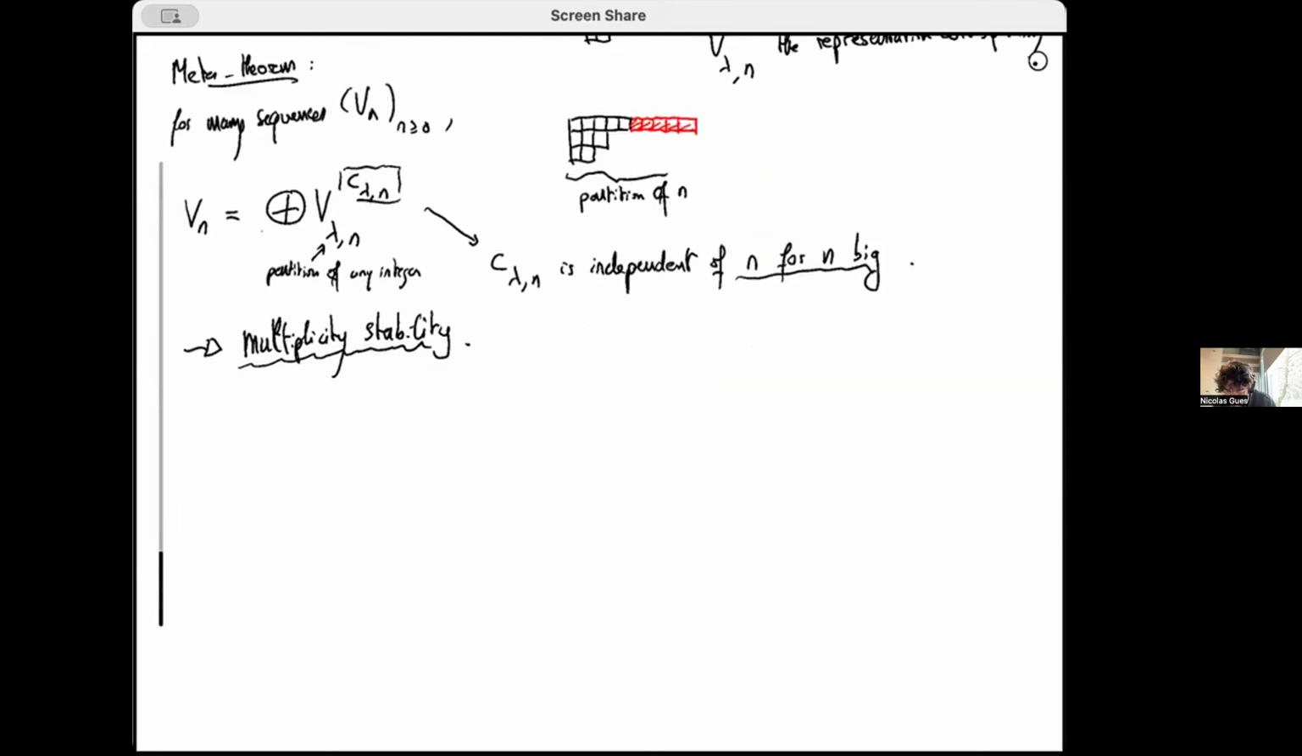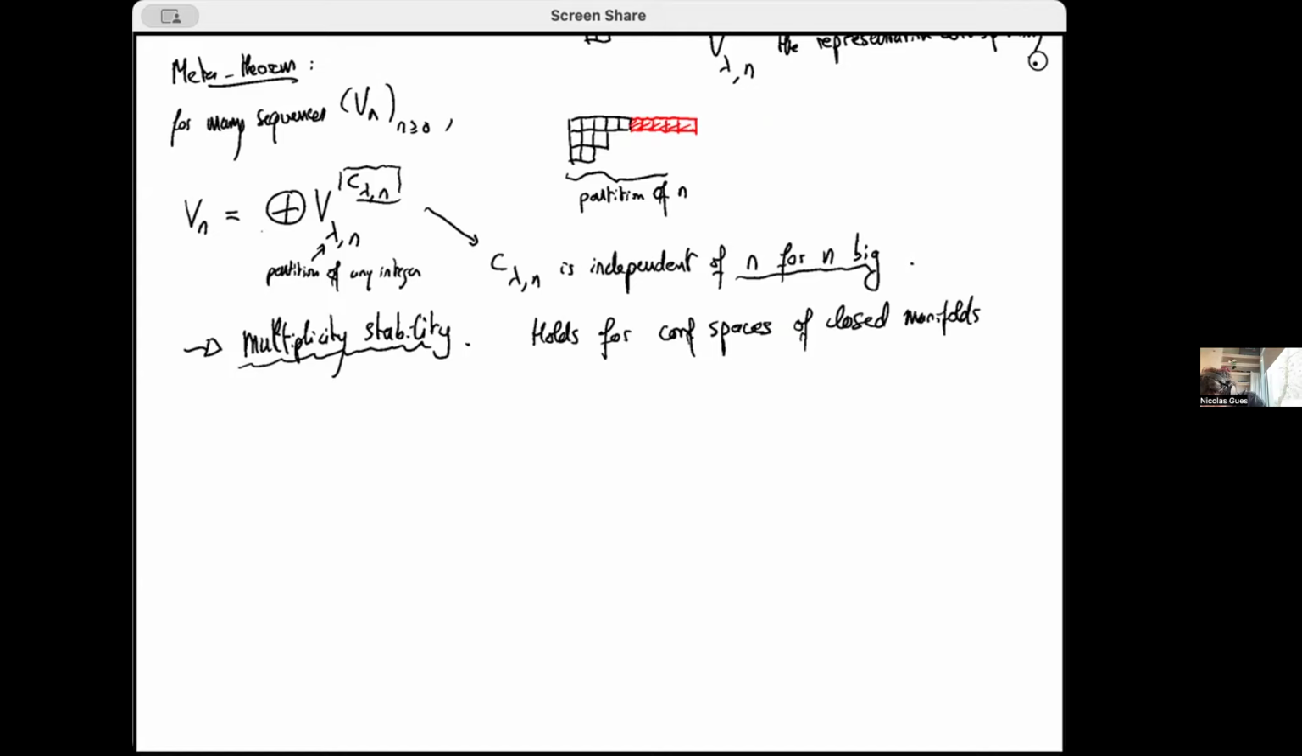Okay. So a question. In particular, this holds for configuration spaces of manifolds, also closed manifolds. And this is striking because for unordered configurations, you cannot expect to have homological stability if you take a closed manifold. For closed manifolds, this was done by Church in 2011, I think.